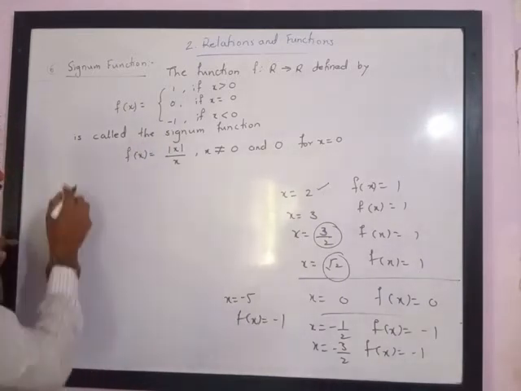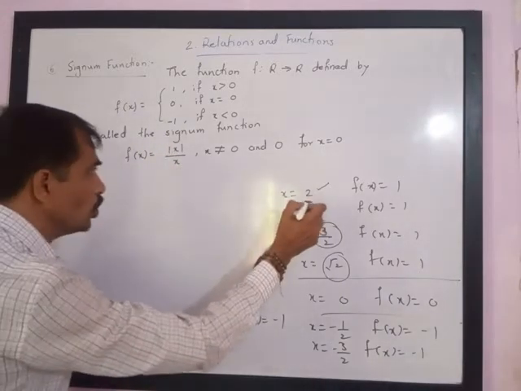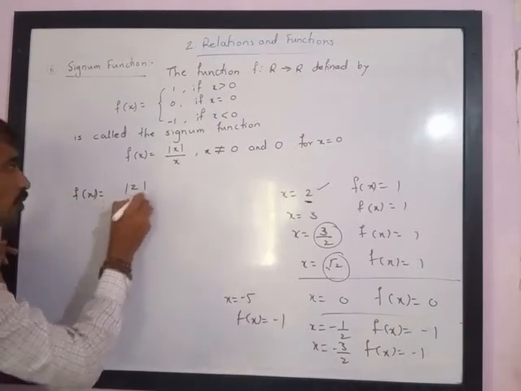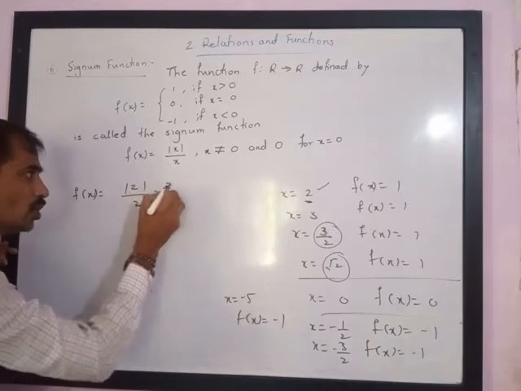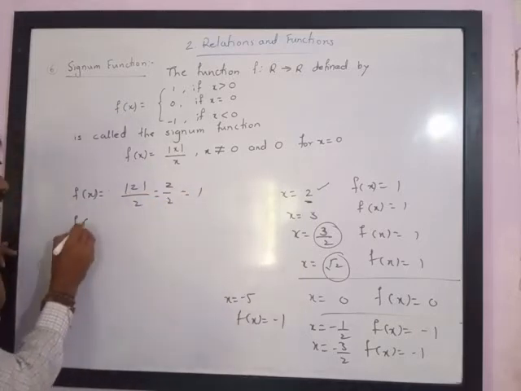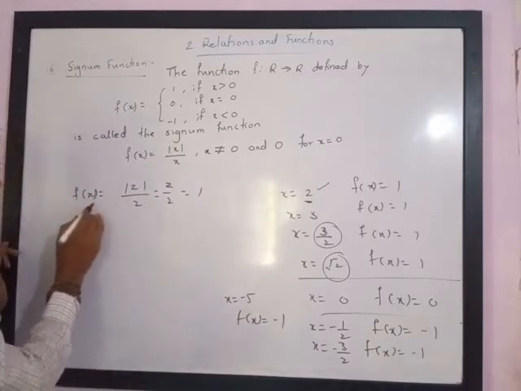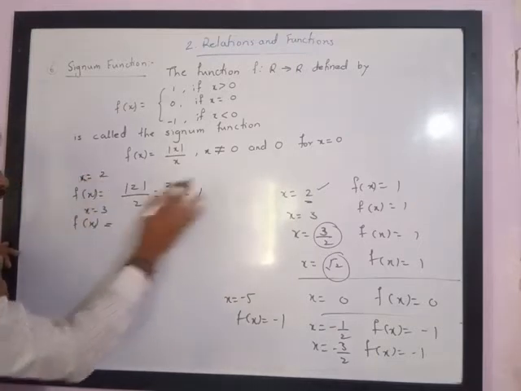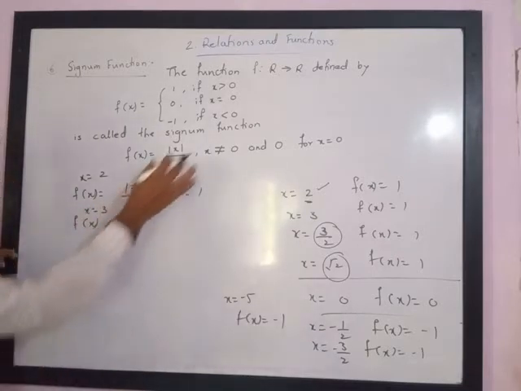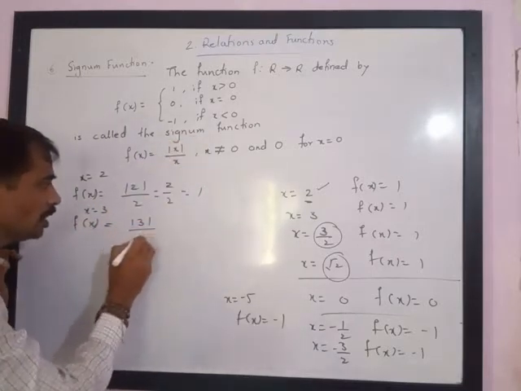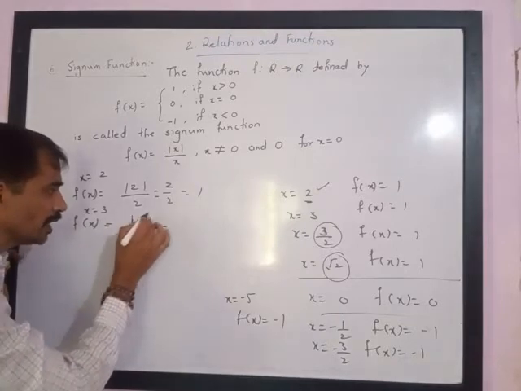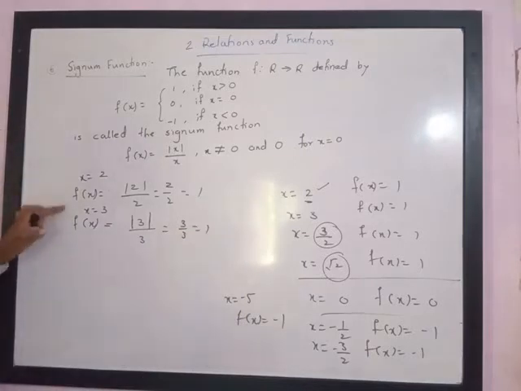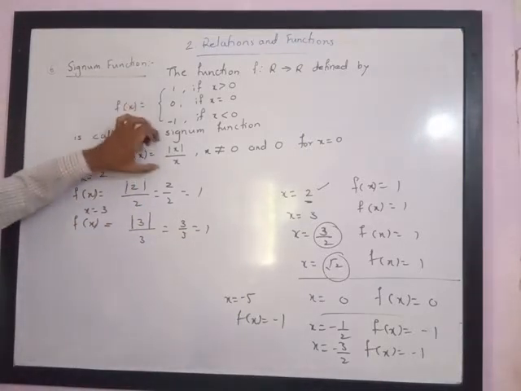Let us see. If x is 2, then f of x is equal to mod of 2 upon 2. Positive value is 2 upon 2, you will get 1. If x is equal to 3, we will get mod of 3 upon 3. This is the positive direction, please note. Positive means 3 upon 3, that is equal to 1. This and this mean one and the same.